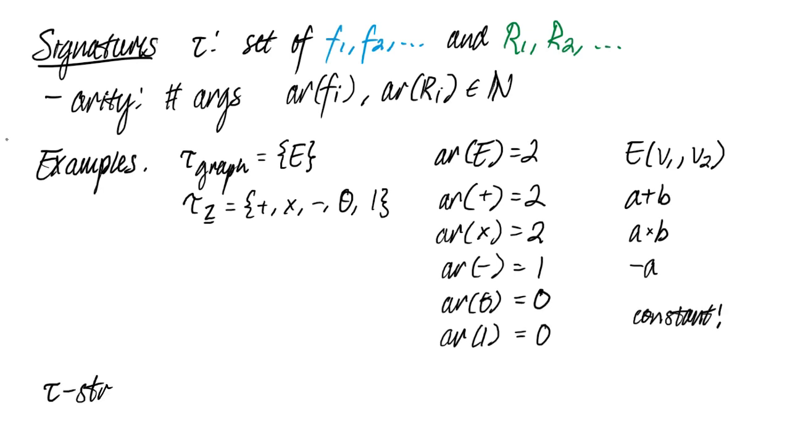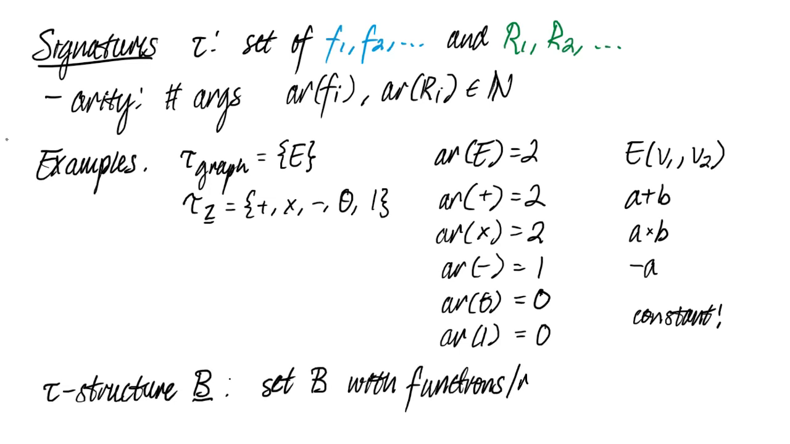We now define a tau structure. This is simply a structure with a base set B whose functions and relations come from a signature tau. In other words, a tau structure is just a structure with a signature. Given a base set B with signature tau, we denote its tau structure as underlined B.